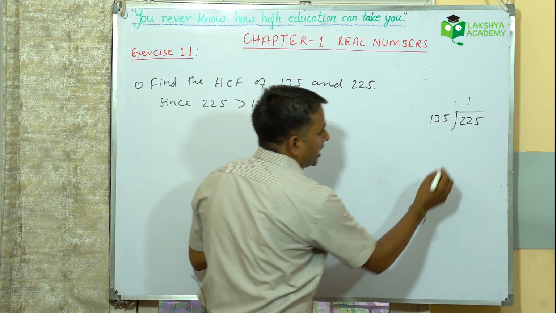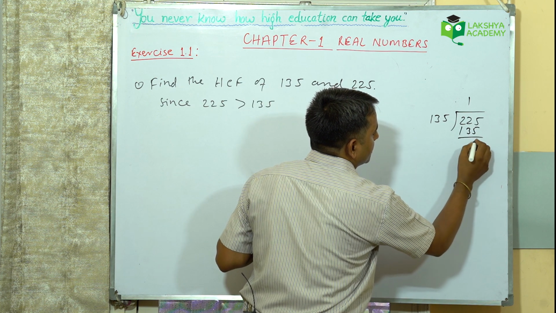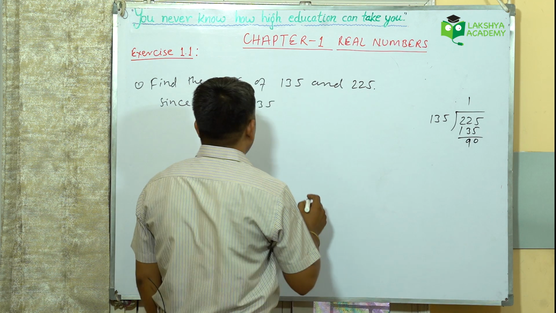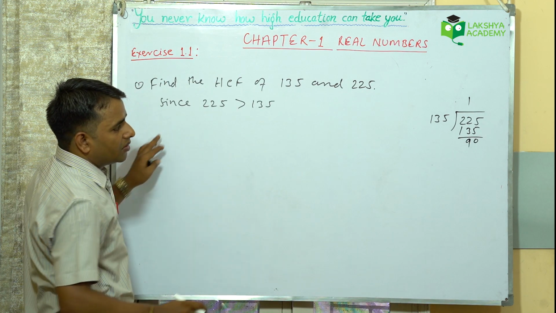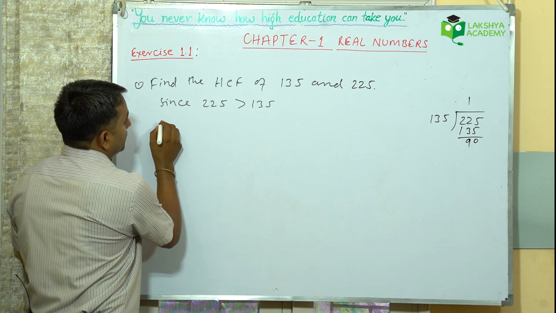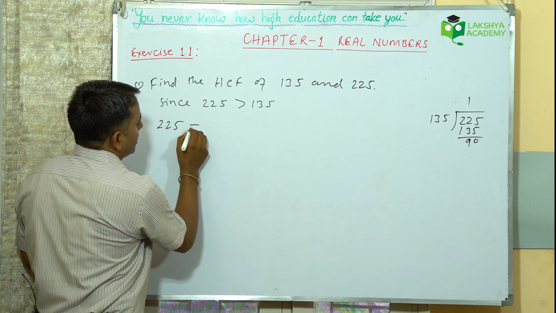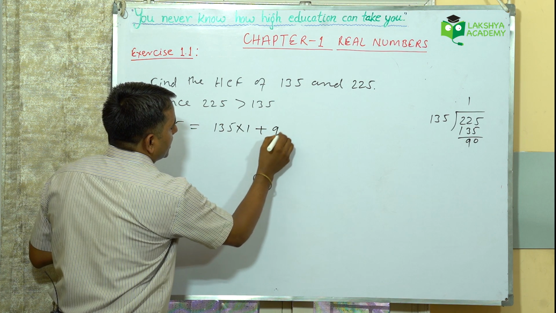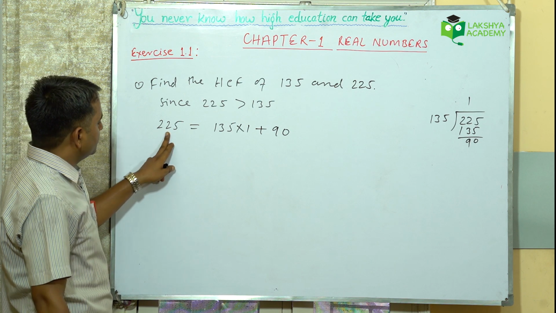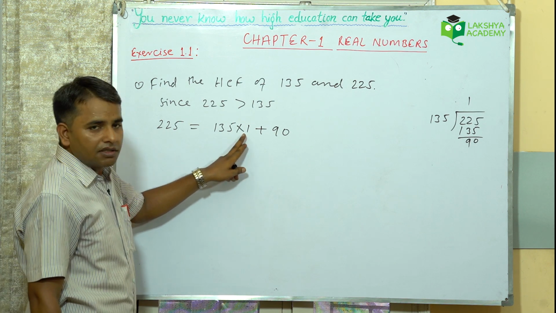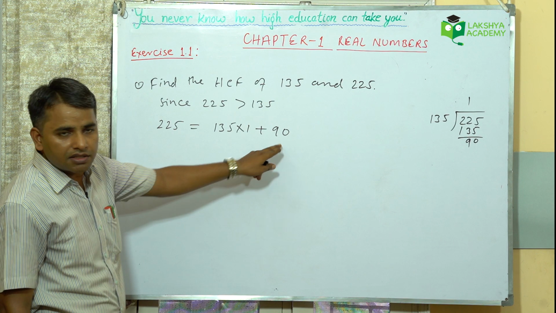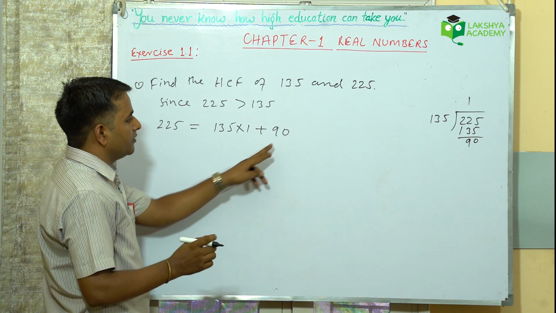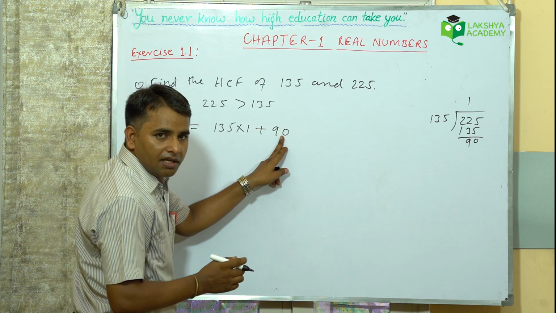So this will go one time, 135, here it is 0, 90. So we can write it down in the form of the division lemma. So this is 225 equals 135 into 1 plus 90. So this is the dividend equals divisor into quotient plus remainder. Since the remainder is not 0, again we will divide this divisor by the remainder.